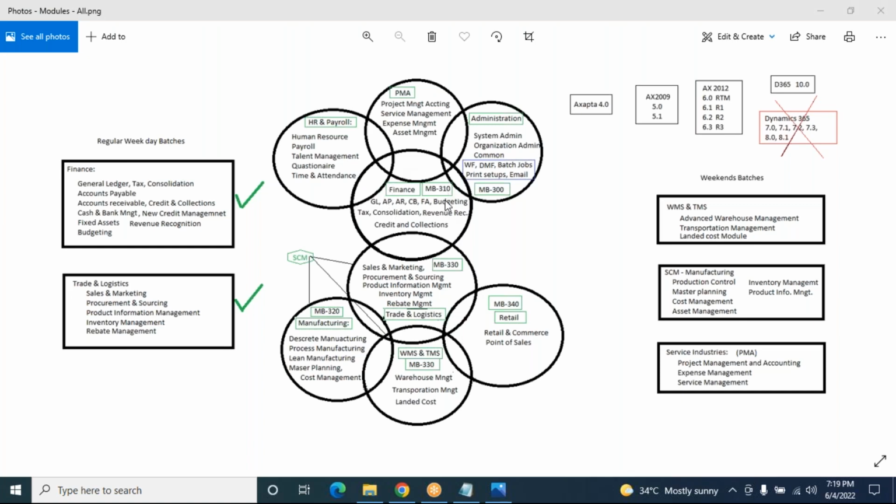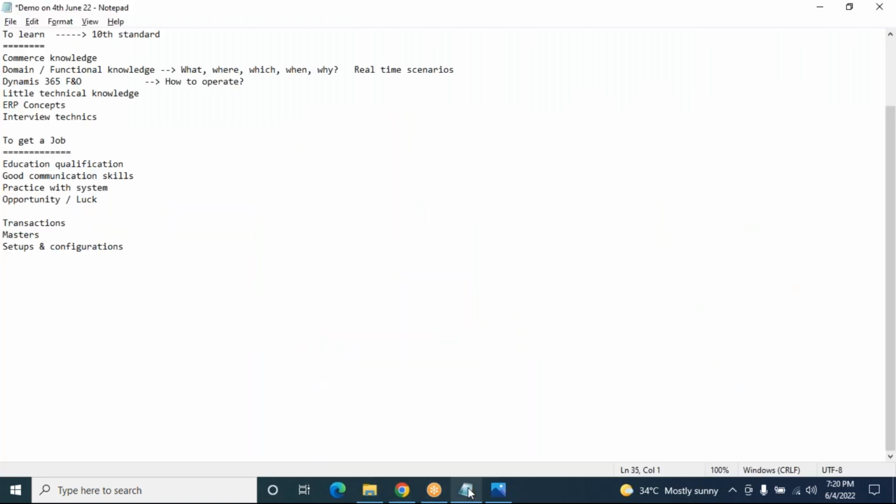This is MB 310 Finance. In this it will cover general ledger, accounts payable, accounts receivable, cash and bank, fixed assets, budgeting, tax, consolidation, credit and collections, credit management, and revenue recognition. All these things will be covered in finance. This is MB 310. So in the upcoming session I'm going to teach this one. The current 8 to 9 batch is going to be completed.